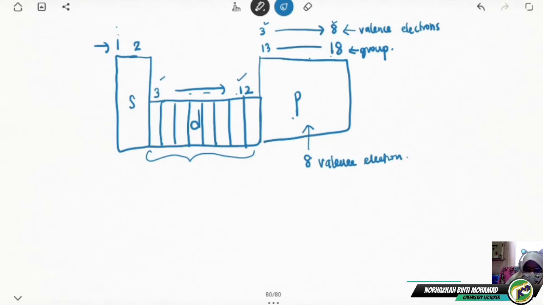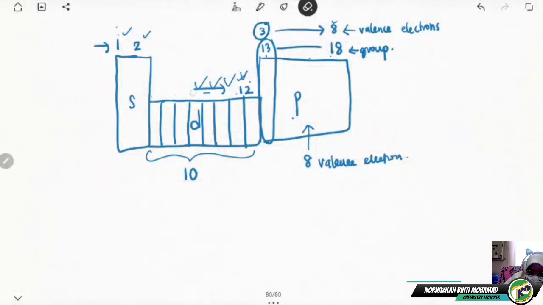Sebab itulah kita kena tambah 10. Cuba awak kira eh. Kalau saya kata sini ada 3 valence, so ni kat sini dia mesti duduk dekat P block. Sini group berapa? So 1, 2, 3, 4, 5, 6, 7, 8, 9, 10. Salah kira. Saya tulis elok, tulis sampai 12 eh. 3, 4, 5, 6, 7, 8, 9, 10, 11, 12. Okay, kita nak pergi ke sini.